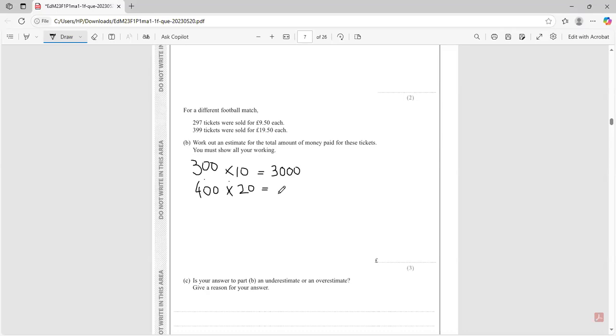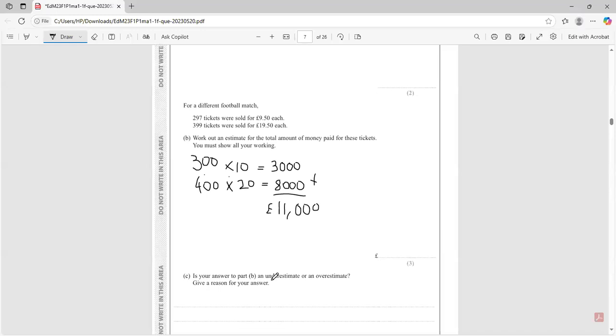Then 4 times 2 is 8, and I have another 3 zeros. So the total will be 11, isn't it? Yes, the total will be 11. So that's our working, and I think we're good to go. And it's in pounds. Okay, so I'm moving on.